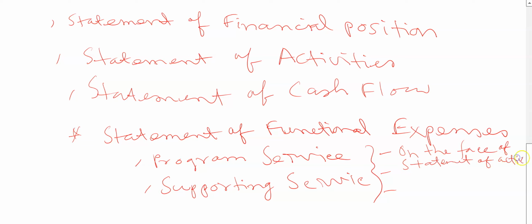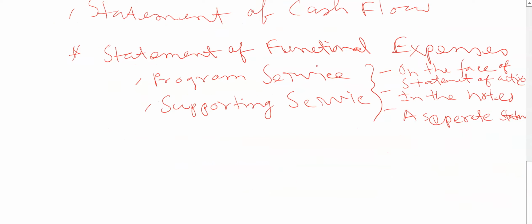Another is in the notes, and the third place they can show it is a separate statement, which is known as a statement of functional expenses. Now we will learn a little about these statements in a bit more detail.